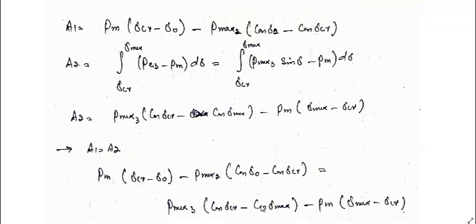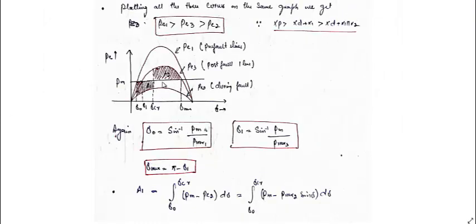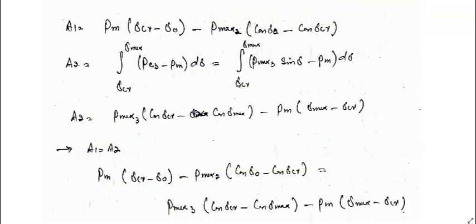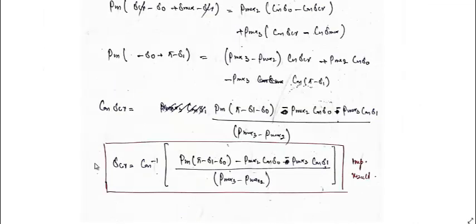So when we do this, we get A1 is equal to this value. Similarly, when we do the integration for area A2, it will be equal to the integration of PE3 minus PM from delta CR to delta max, getting this, and we put the value of delta max is equal to pi minus delta 1. So we get this value and equate A1 is equal to A2. We get finally this value.